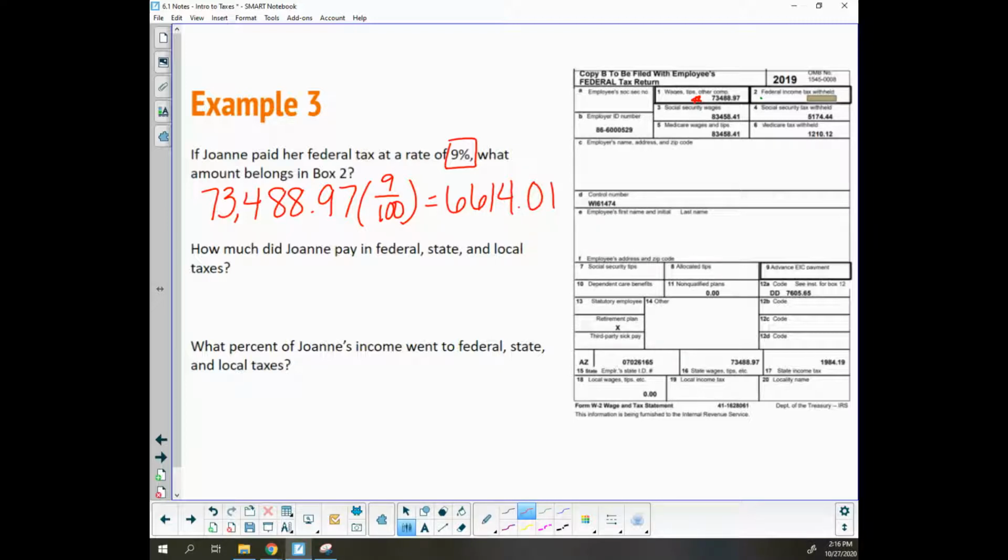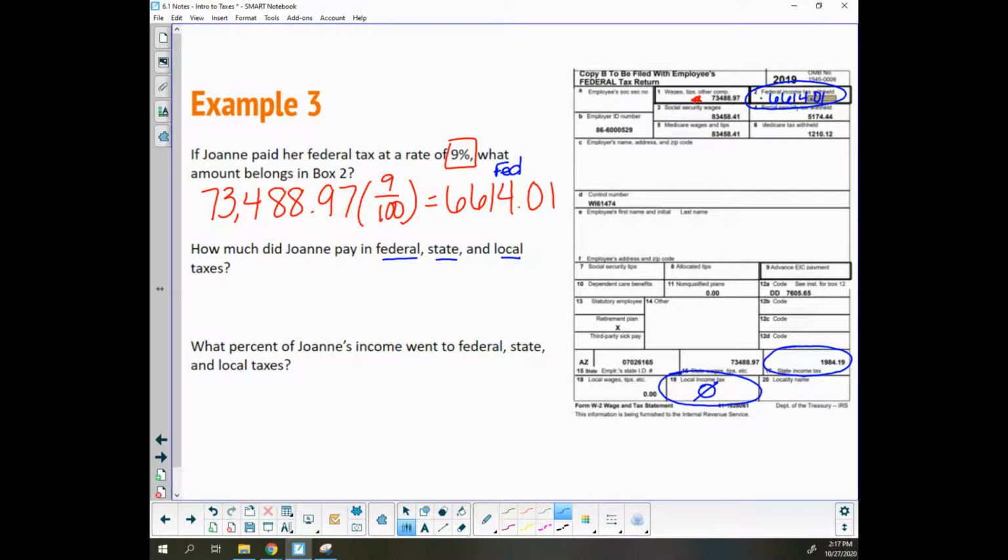How much did she pay in federal, state, and local? Well, this was the federal amount we just found. So that would be in box 2, 6614.01. And then we need to find state tax and local tax. So I'm going to come over here, and it tells me right here that state income tax was $1984.19. So we're going to add up box 2 and box 17, and if anything was in local income tax, it'd be here in box 19, but there's nothing, so we'll just assume that's 0.